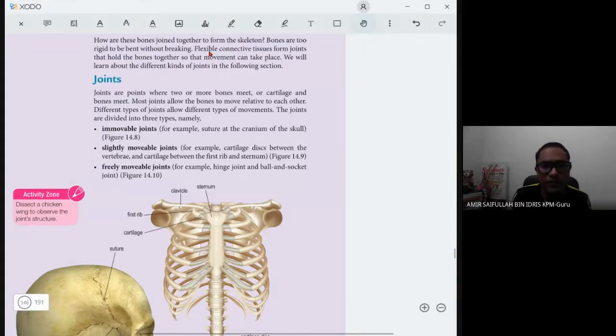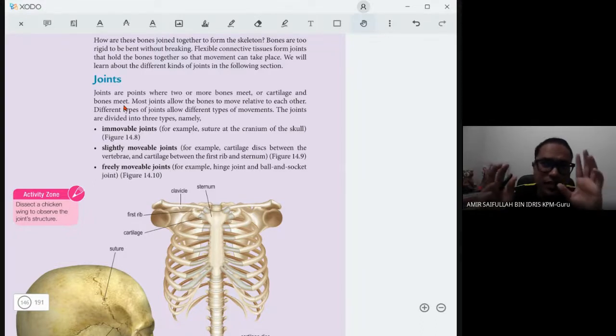So they have flexible connective tissue that forms the joints. Joints are what connect and hold the bones together so that movement can take place. We will learn about all these different kinds of joints. So joints are points where two or more bones meet, or where cartilage and bone meet. Cartilage is a softer tissue. Bone is hard.